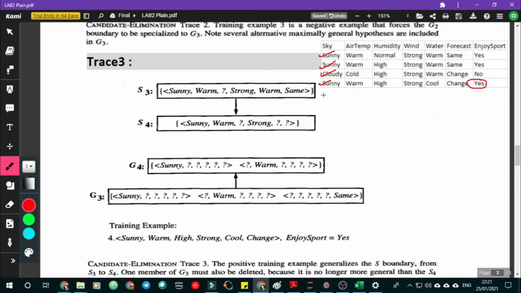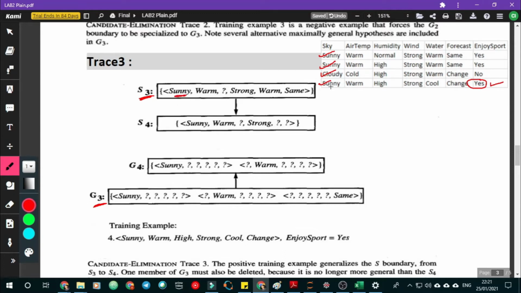Now this is one more important step. What exactly happens, which value or which hypothesis exactly we update, we will get to know in this step. S3 was the old specific hypothesis, and G3 was the old general hypothesis before reading this fourth data sample. Now after reading this fourth data sample, since it is S, I need to change my specific as well as the general hypothesis. How? See here.